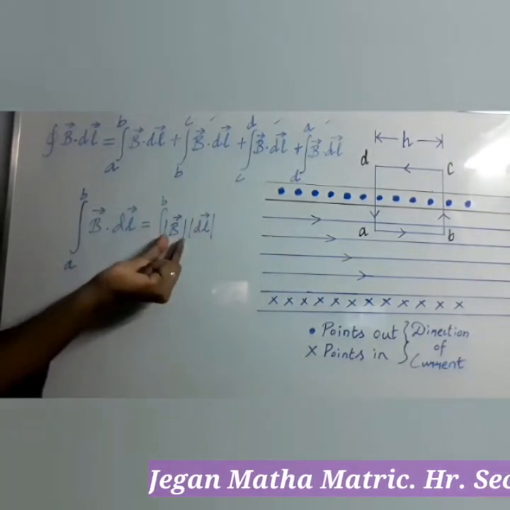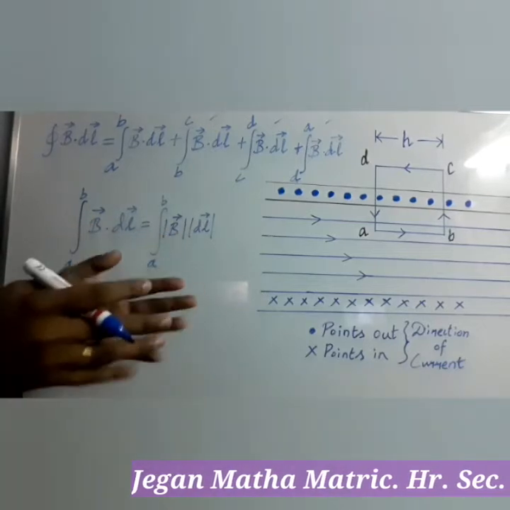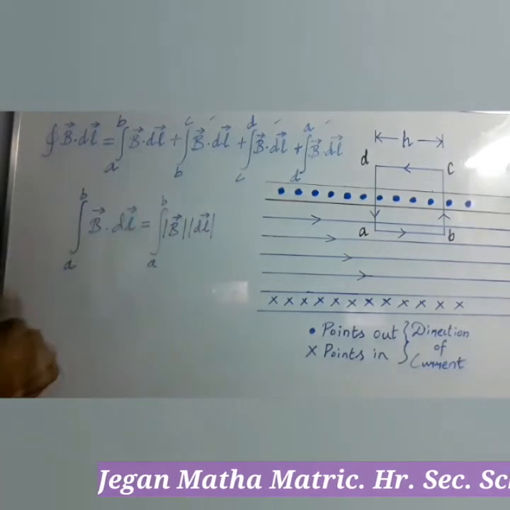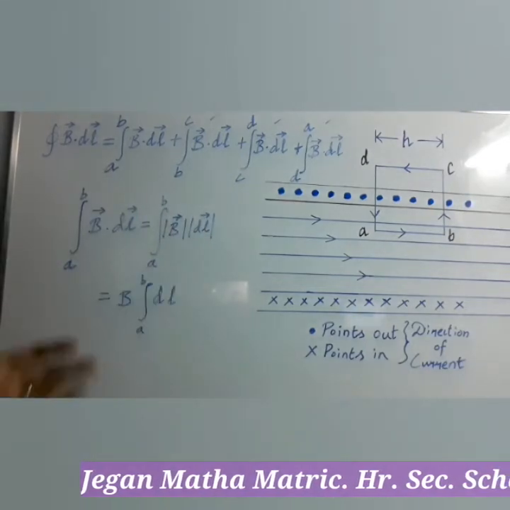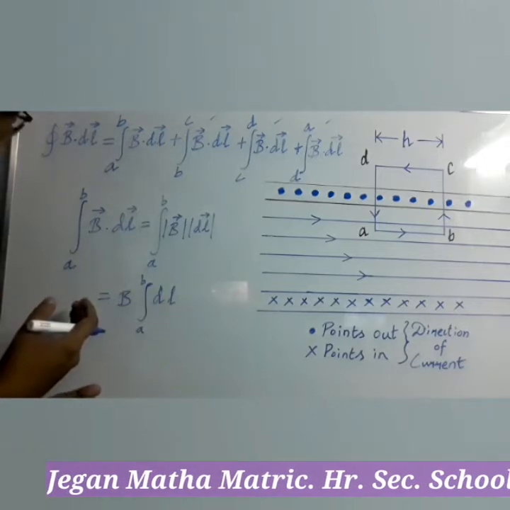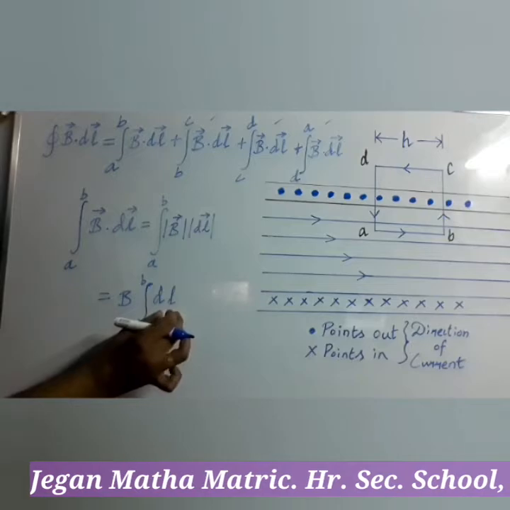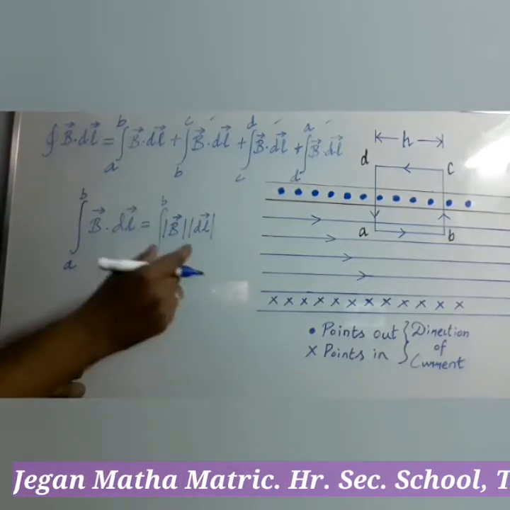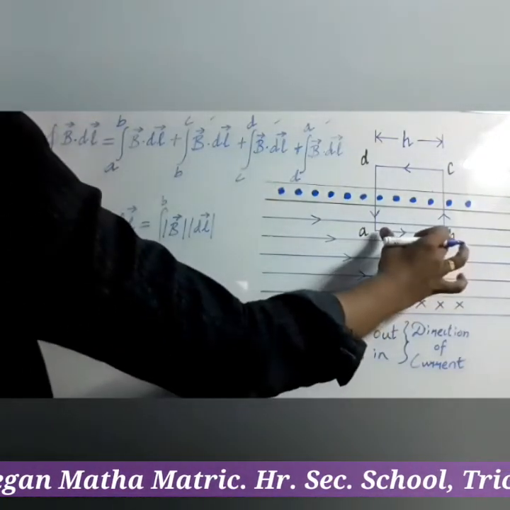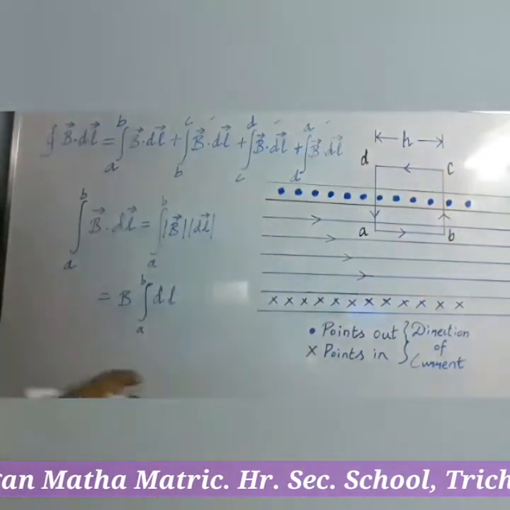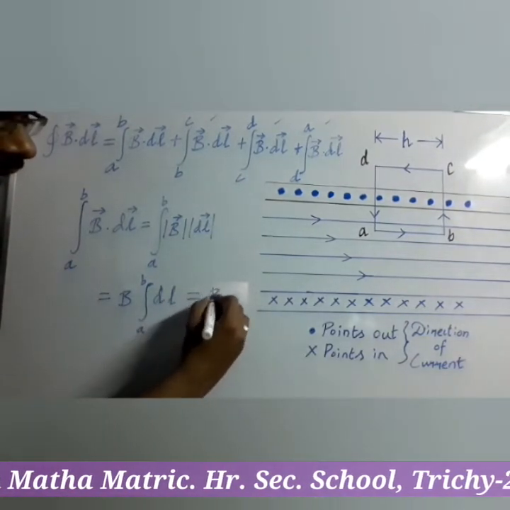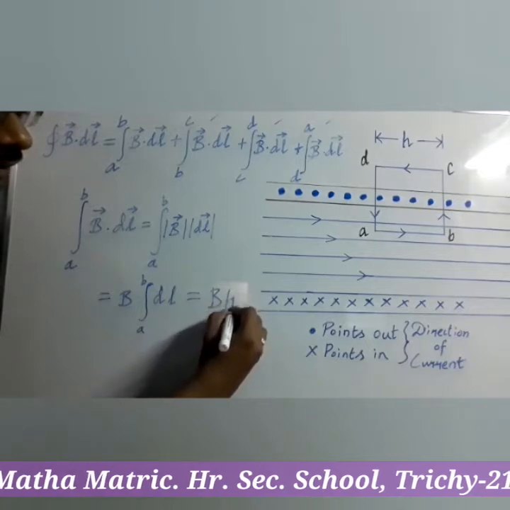Here the magnetic field inside the solenoid is uniform, so there is a constant value that can be taken outside. So only dl needs to be integrated. So now I have taken the uniform magnetic field outside of the integral, only dl needs to be integrated. If we integrate, that means you have to find the difference between the 2 points A, B. That is nothing but the length of that element, which is h. So here we can write B into h for this integral value.